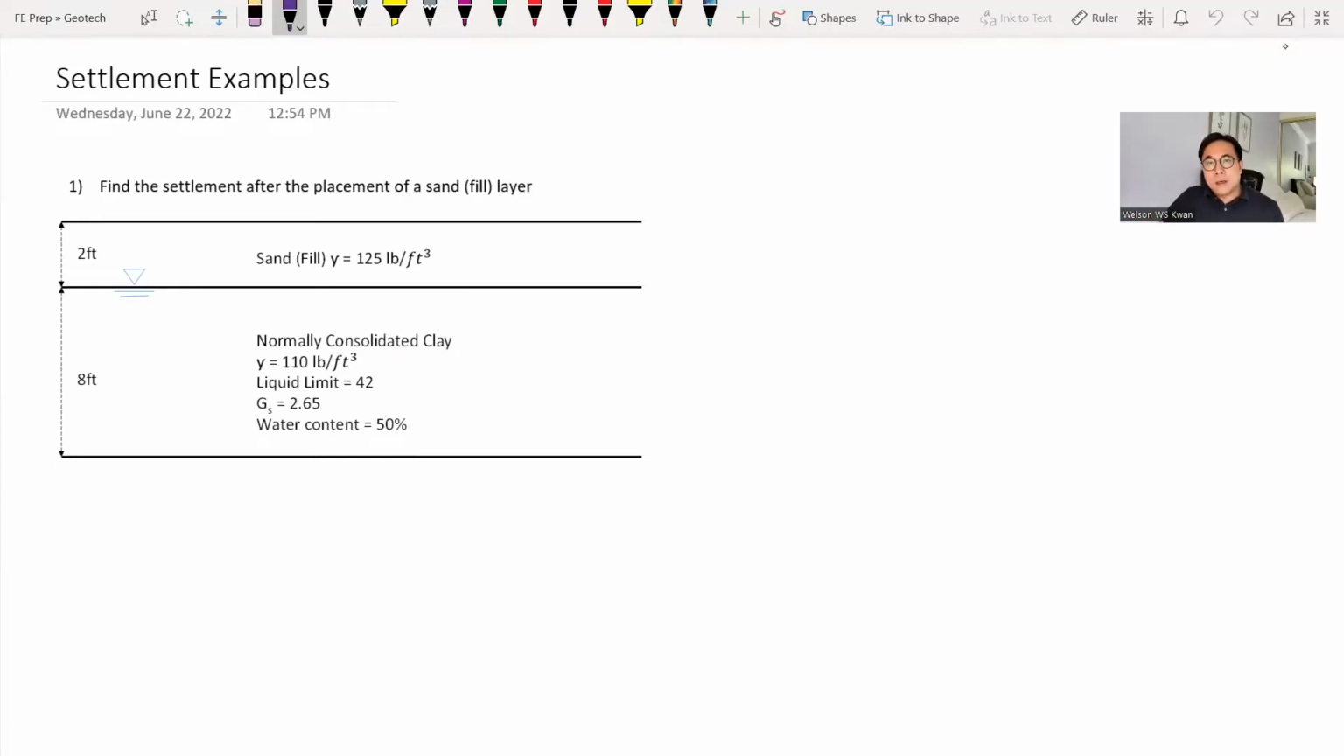Okay, so here's an example problem. Question number one: you have a clay site, normally consolidated clay, and this clay layer was placed with a sand fill a few layers on top of it. So this is like a fill placed on the clay layer. Now once you have this fill, the question asks, how much settlement would you expect?